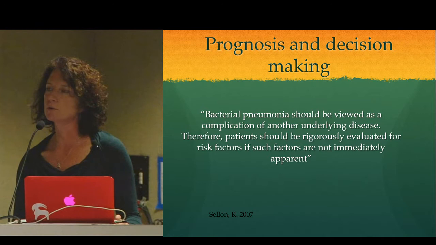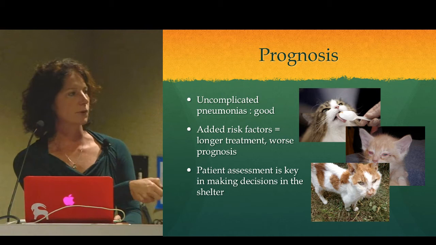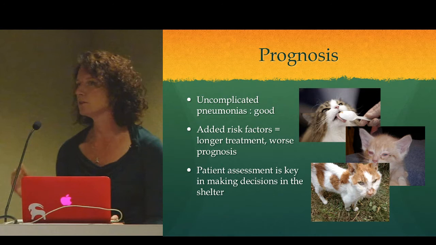And sometimes it's obvious. Sometimes it's obvious, it's this kitten in the middle, right? And we know exactly what the risk factors are and why this kitten may be compromised, or this older cat. Sometimes it's obvious. But if it's not obvious, we need to really investigate a little bit further.